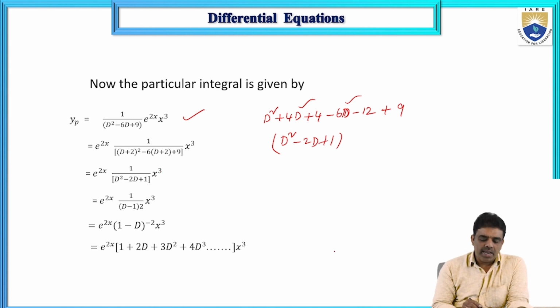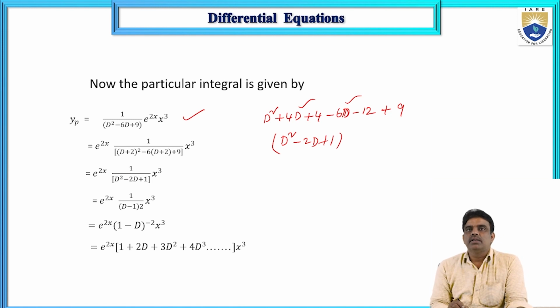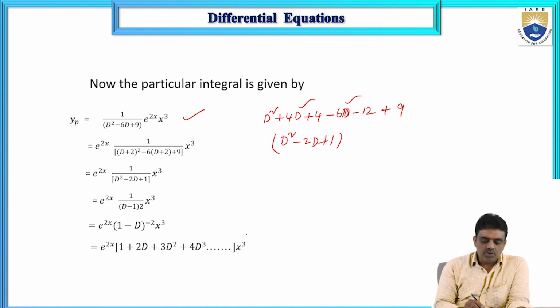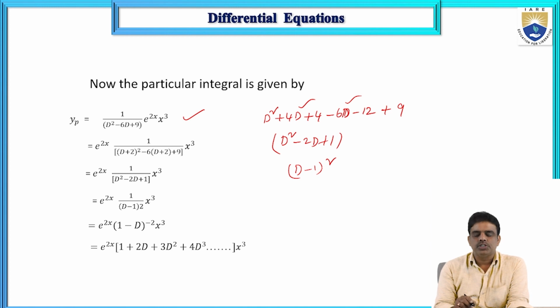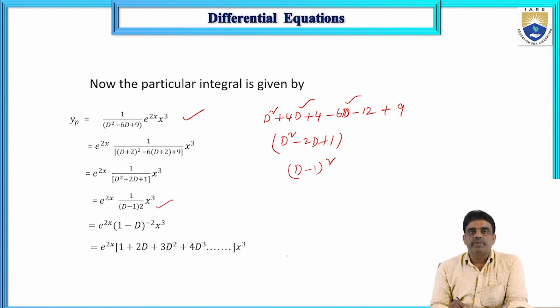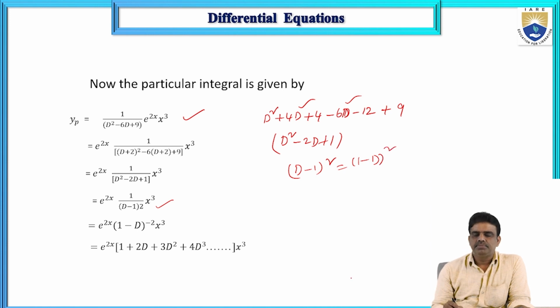Now we have to apply 1 by d square minus 2d plus 1 on x cube. So I am writing the denominator as d minus 1 whole square form. This is d minus 1 whole square, d square plus 1 minus 2d. So the denominator can be written as d minus 1 whole square of x cube. Now 1 minus d whole square and d minus 1 whole square are both the same, since a minus b whole square or b minus a whole square are both the same.